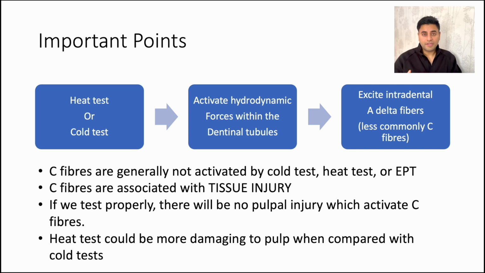A few important things to take home in this whole slide: first, both hot test or heat test and cold test are actually working on A delta fibers, not on the C fibers. Number 2, C fibers are mostly activated when there is an injury or when the pulp is hurt. And number 3, heat test can be more damaging to the pulp tissue compared to the cold test.